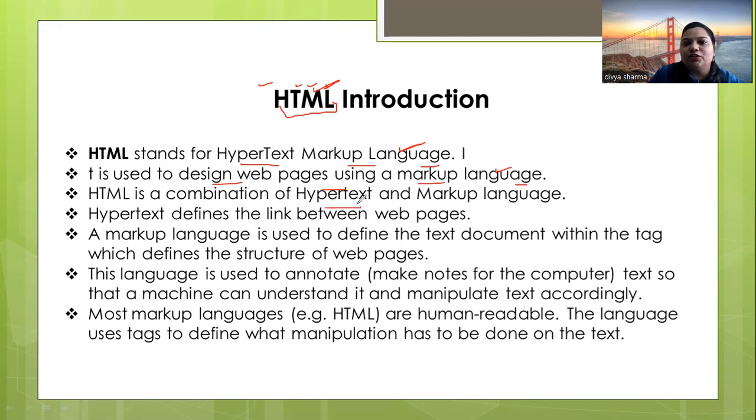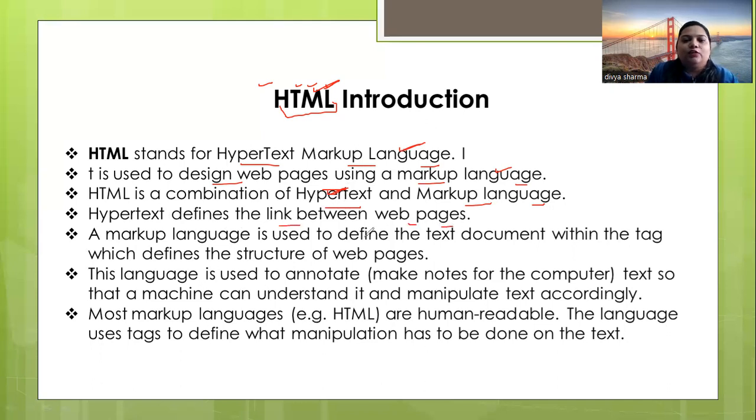HTML is a combination of hypertext and markup language. Why are we calling it hypertext? Because when you are going to create web pages, on a particular web page, you can give any link. By clicking on that link, you are able to go to another web page. So that's why we are saying hypertext, because we can use hyperlinks here, and this is the markup language. Hypertext defines the link between web pages.